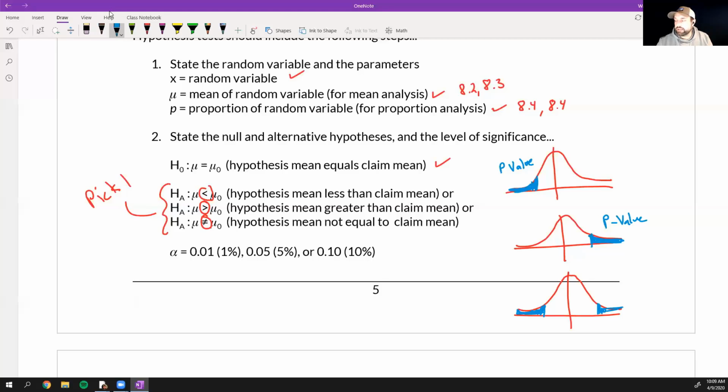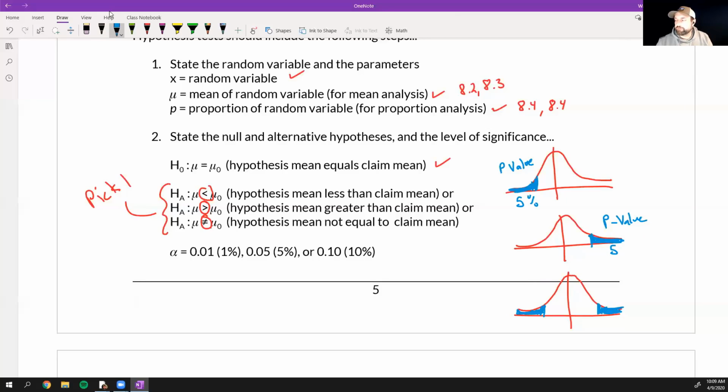So less than means find the area below. Greater than means find the area above. And not equal to means find the area under both tails. So if you were looking, say, at 5%, this would be 5%.